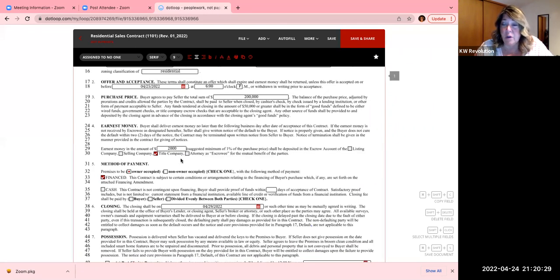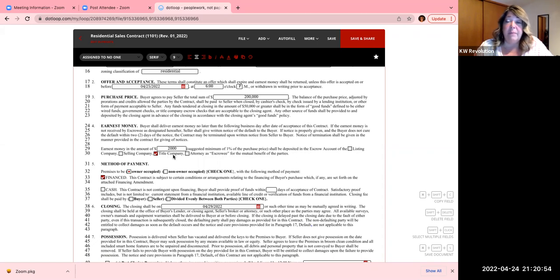Then it's who is holding that earnest money. So in this situation, I put the title company. So if you have the title company, say Innovation Title is holding it, then they would make that earnest money out to Innovation Title. And as you all know, I'm sure, the check gets cashed. It can be a check or a money order, and it will get cashed, and then it will be held until the day of closing.